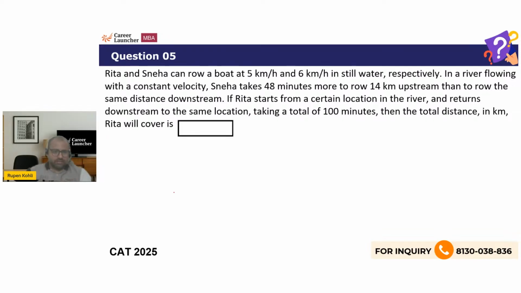So let's write the equation for the difference of the time. Distance is 14 kilometers. Upstream time minus downstream time for Sneha is 48 minutes, which is 48 by 60, because we are working everything in kilometers and hours. So this is 4/5 of an hour. Upstream time will be distance by speed. Distance is 14. Speed will be Sneha's own rowing speed, 6, so 6 minus x, right? And for downstream it will be 6 plus x. So 14 over 6 plus x, this should be 4 over 5.